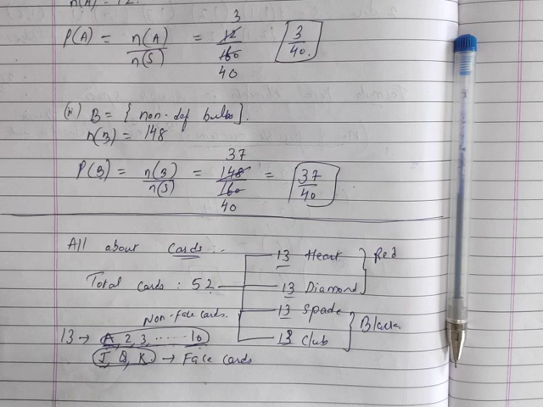Which ones are red? Heart and diamond. Which ones are black? Spade and club. And each set has 13 cards, from A to 10. A is also called ace, so A to 10. These are non-face cards. And there are 3 face cards, which are joker, queen and king. Is this clear, everyone? Nice.